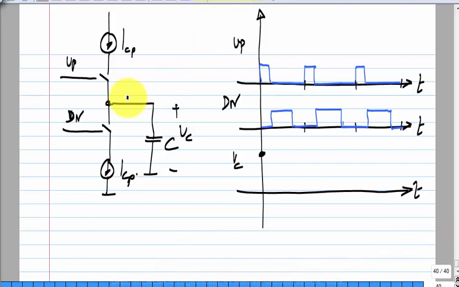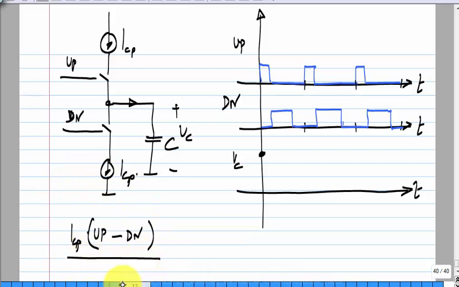So, what is the current flowing here? It's ICP times up minus down, right? Basically, that's what it is. Okay. So, last time we had the logic level represented by VP, but here it is just a switch. Okay. So, what will be the average current flowing? If the phase difference between data and clock is phi, what will be the average current?